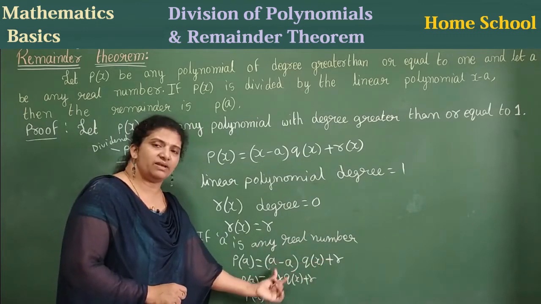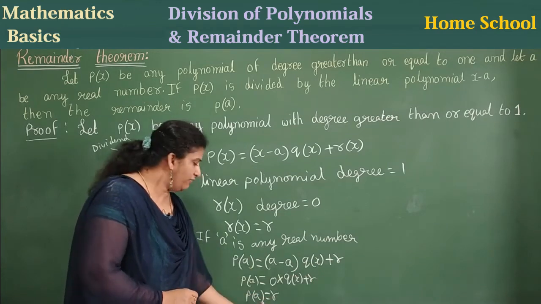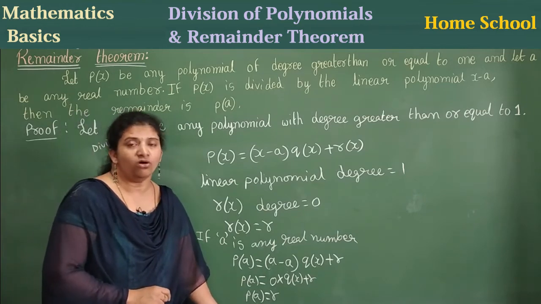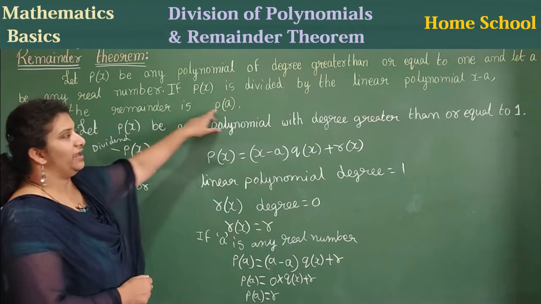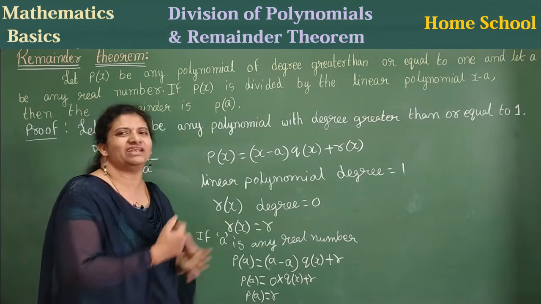A minus a will be 0. 0 into q of x is 0 plus r. Therefore, finally, r is equal to p of a. Therefore, remainder is equal to p of a. That's it. Hence, it is proved. This is your simple remainder theorem, children.